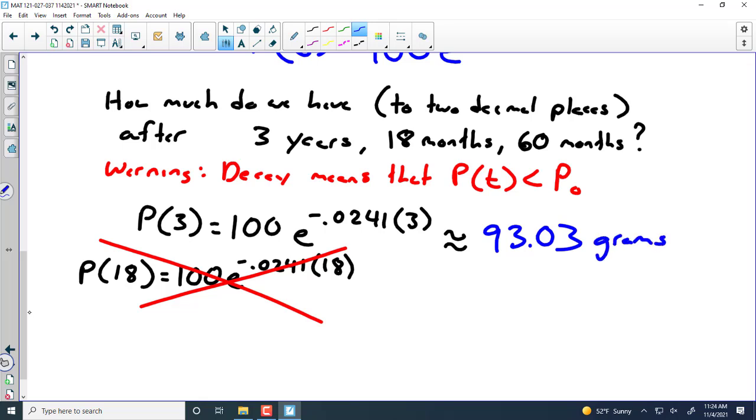How are we doing, gang? Are we getting that 93.03? Working out okay? Now, I took the liberty of making a mistake up here. What's my mistake? You put 18. I put 18. What's wrong with 18? It says 18 right here. It's 18 months, not years.